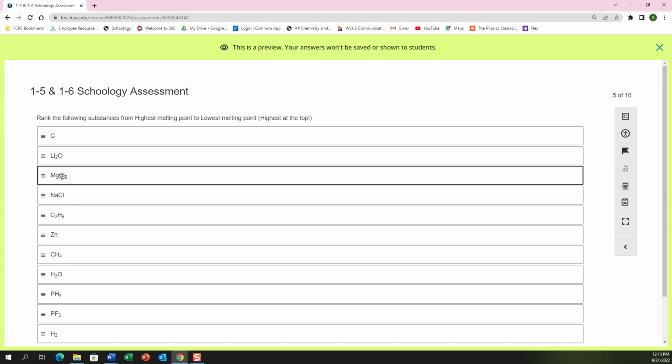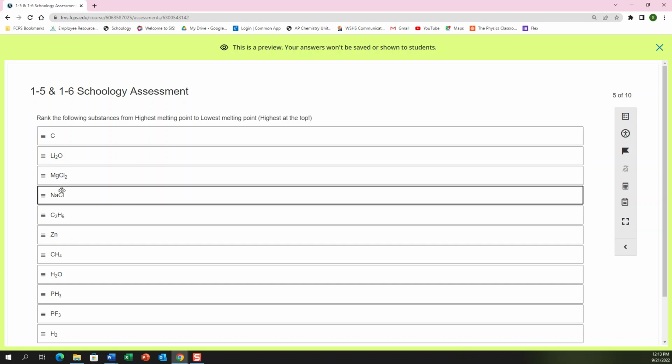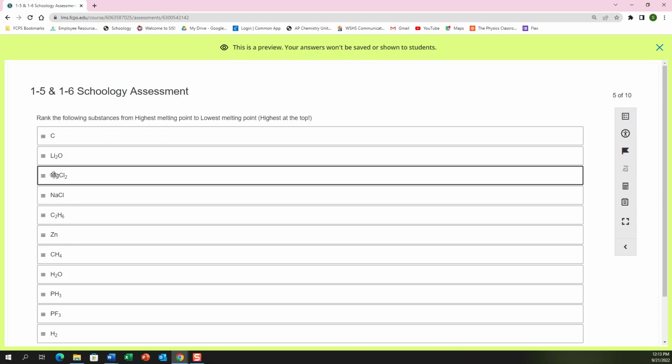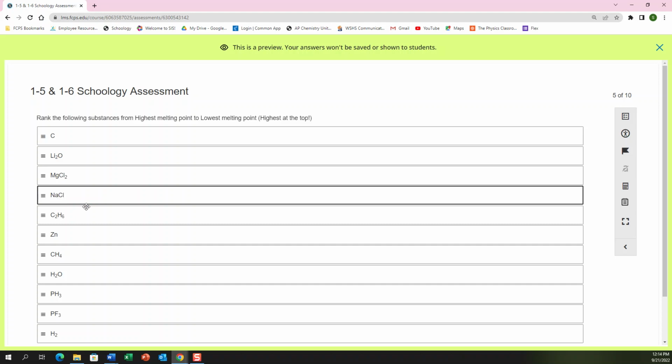Then if we're comparing magnesium chloride to sodium chloride, we got two things going on here. We should know that magnesium 2 plus is actually smaller than sodium 1 plus, right? Because they have the same electron configuration, but magnesium has one more proton. So magnesium has the smaller ionic radius there. And it's 2 plus attracted to 1 minus, so that's going to be a stronger interaction. So magnesium chloride would be next, followed by sodium chloride.